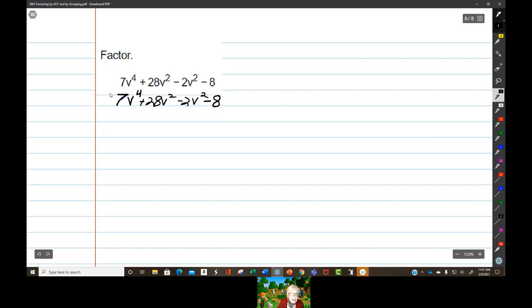Okay, plus 28v squared minus 2v squared. And now I can put parentheses around the first two terms, parentheses around the second two terms, and strive to get my little plus sign in there. Do not forget your plus sign, because it'll ruin everything. You'll think you're multiplying and you'll get all the wrong answers. I've seen it too many times.